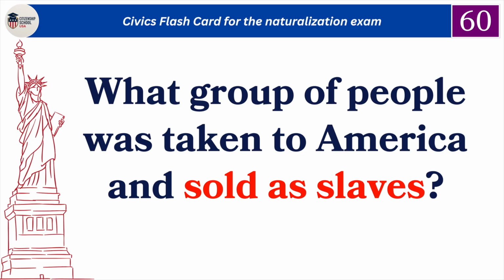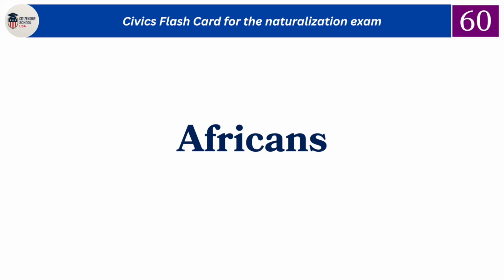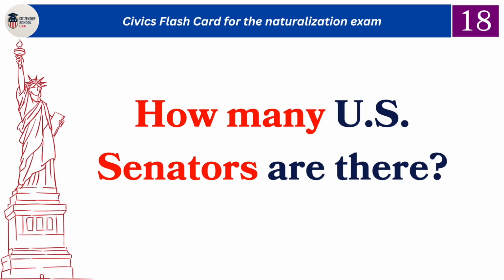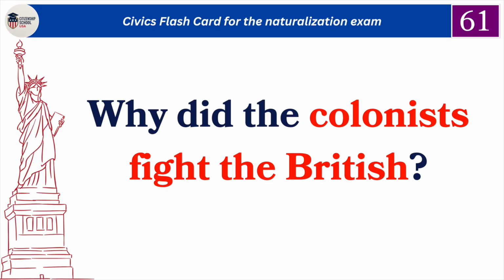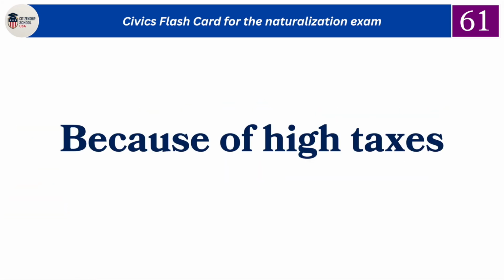What group of people was taken to America and sold as slaves? Africans. How many U.S. senators are there? 100. Why did the colonists fight the British? Because of high taxes.